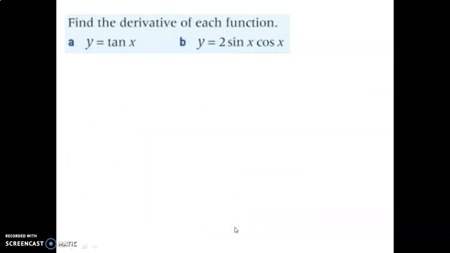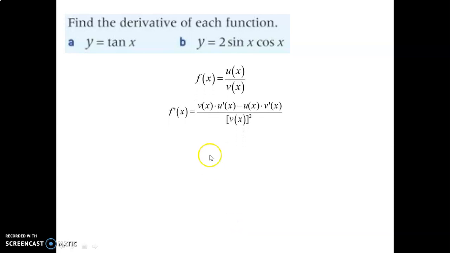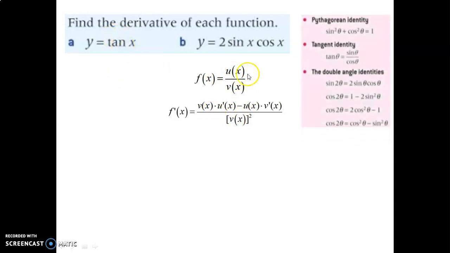Okay, A, how are you going to do it? In A, you will use the quotient rule, but you're like, that's not a quotient. But wait, we're also going to use one of these identities, the tangent one. So rewrite tangent as sine over cosine first, and then use the quotient rule. Let's try.